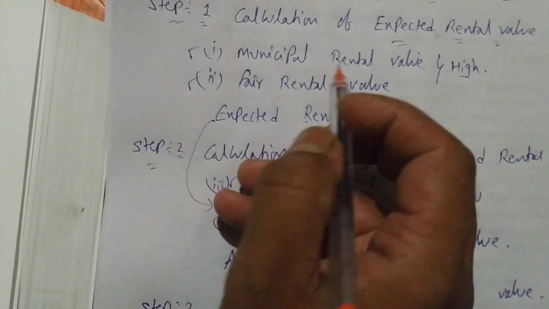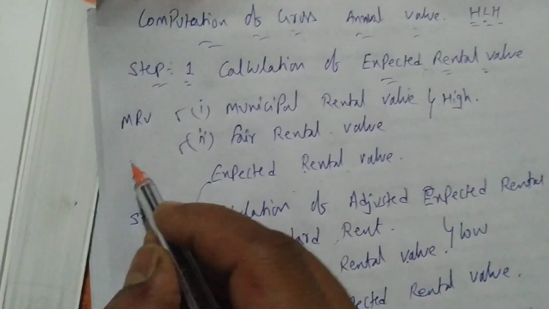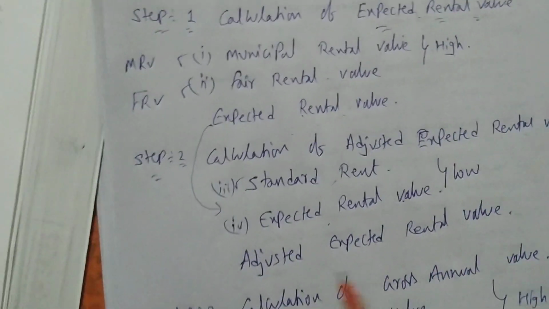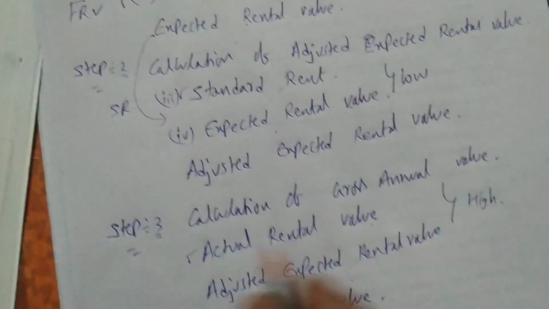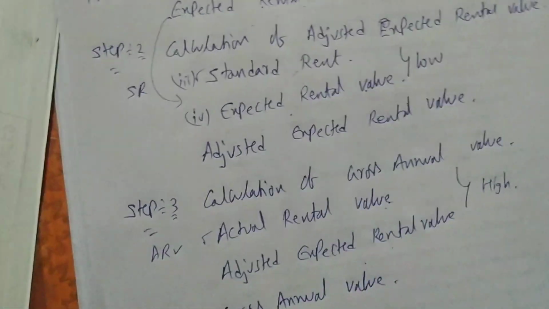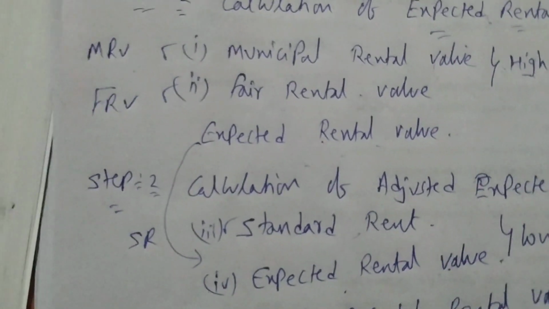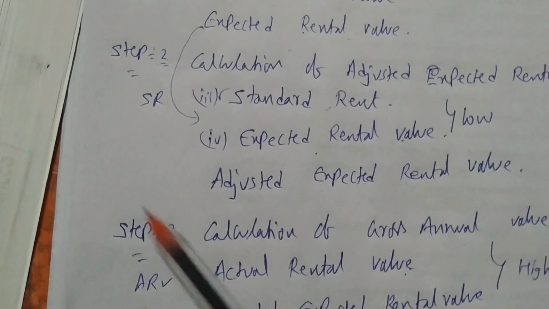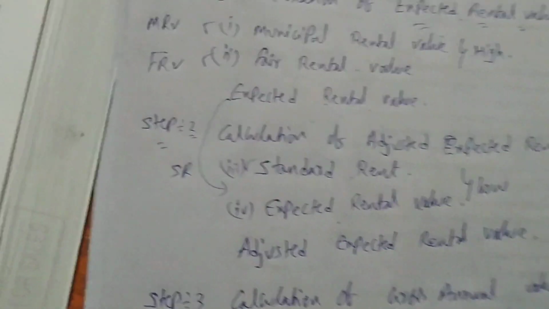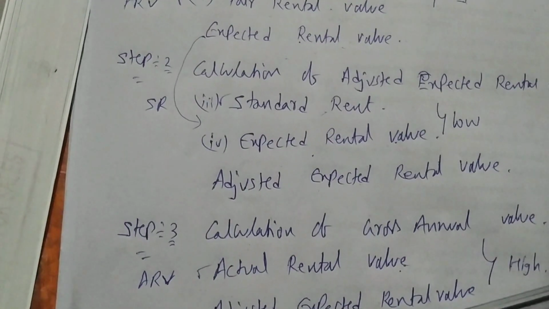I can say municipal rental value as MRV, fair rental value as FRV, standard rent as SR, and actual rental value as ARV. I am putting short forms; it's very easy. These 4 things will be given, and with the help of these 4 things, you have to find out gross annual value.